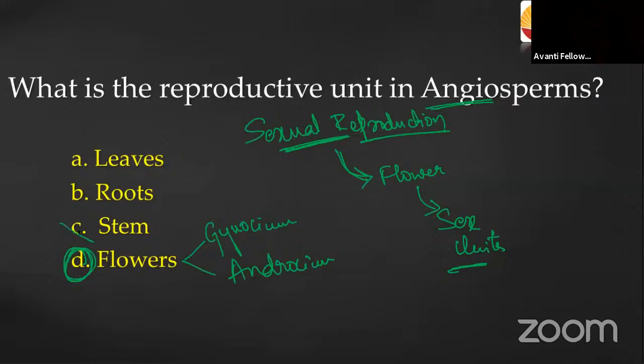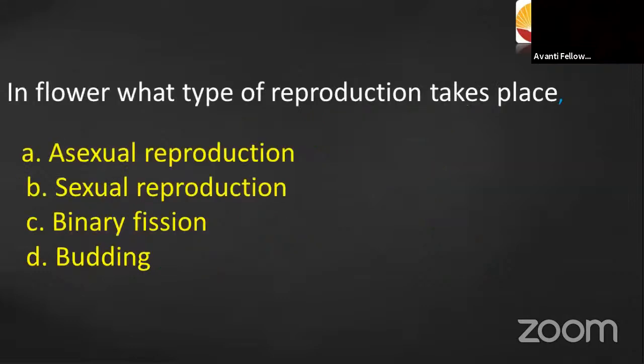Does reproduction happen from the stem, yaar? Does the stem give you fruit, does the root give you fruit, or does the leaf? All these are wrong answers. Okay, D is the correct answer for this question. Such an easy question. Okay, so in flower, what type of reproduction takes place?